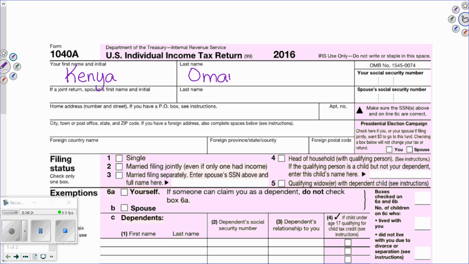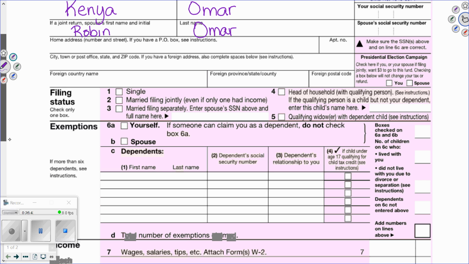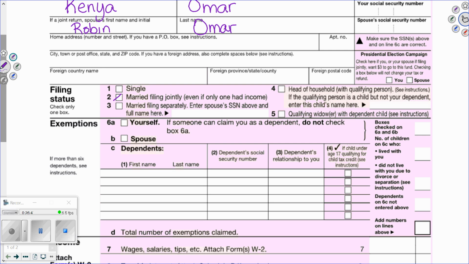All right. So guys, I want you to fill in the 1040A for these guys, Kenya and Robin. As you're looking at their filing status, how did they file? Married, filing jointly.